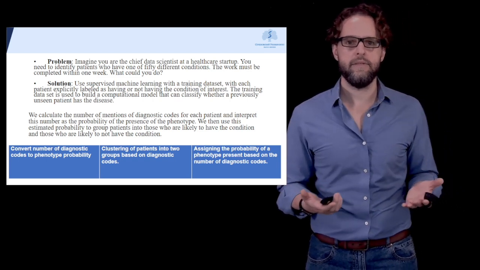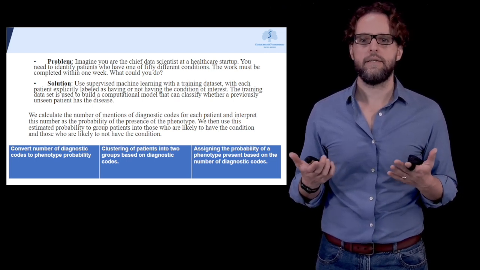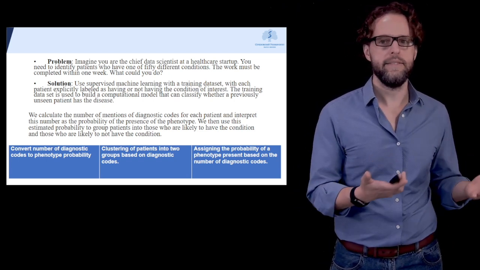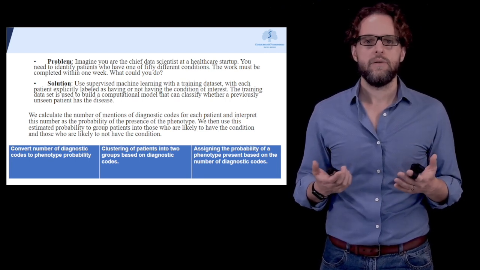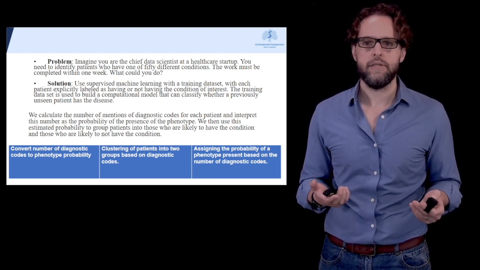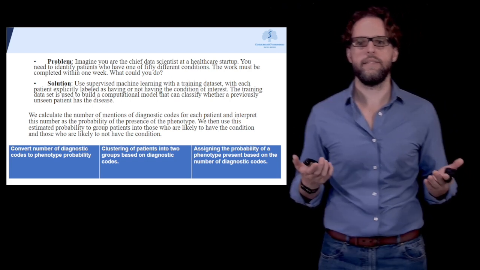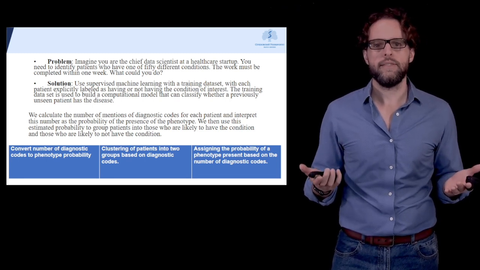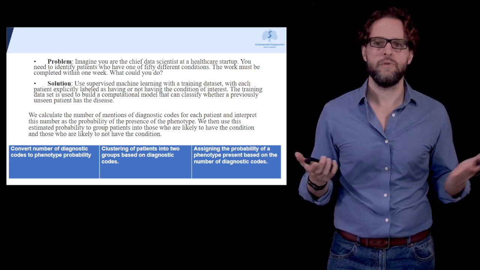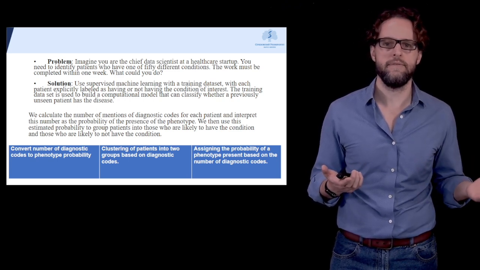The training dataset is used to build a computational model that can classify whether a previously unseen patient has the disease. We calculate the number of mentions of diagnostic codes for each patient and interpret the number as the probability of the presence of the phenotype. We then use this estimated probability to group patients into those who are likely to have the condition and those who are likely to not have the condition.